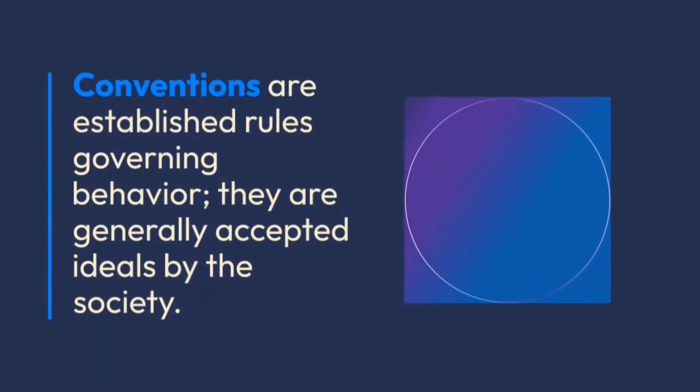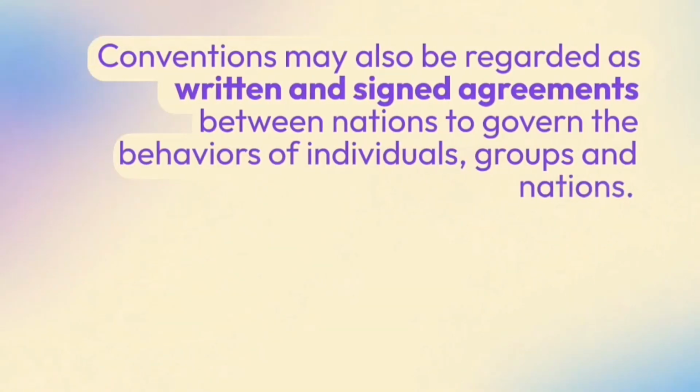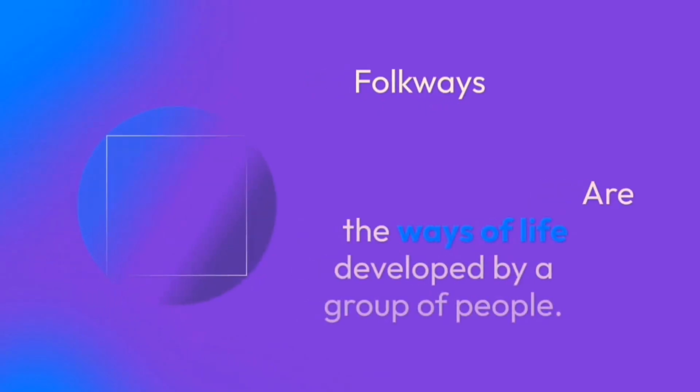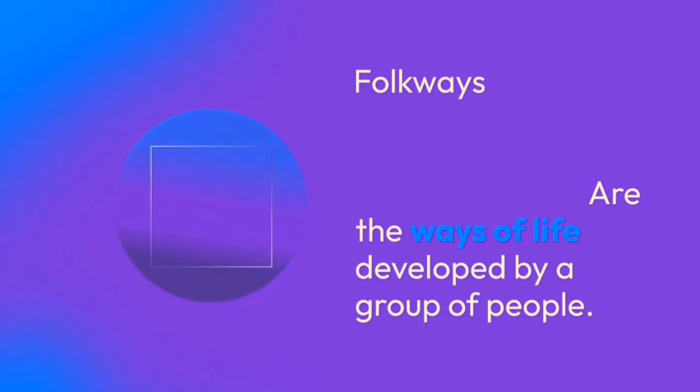Conventions are established rules governing behavior. They are generally accepted ideals by the society. Conventions may also be regarded as written and signed agreements between nations to govern the behaviors of individuals, groups, and nations. Folkways are the ways of life developed by a group of people.